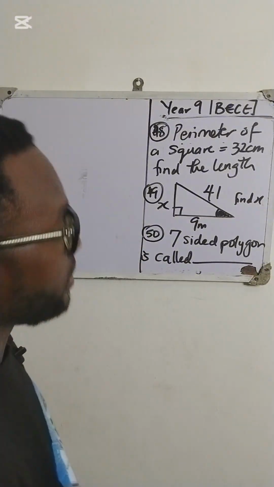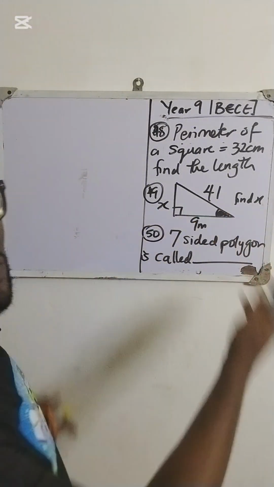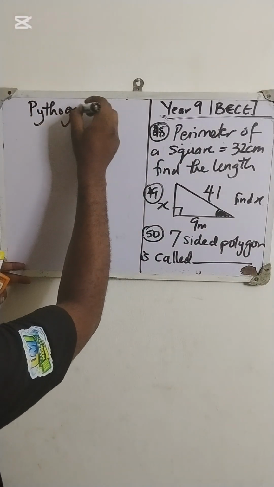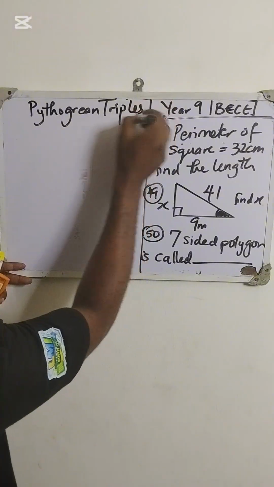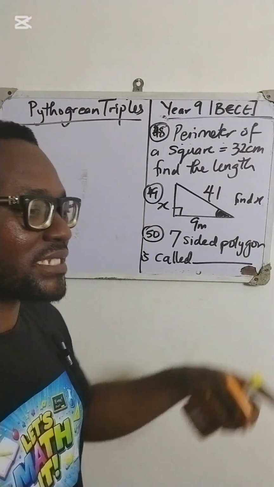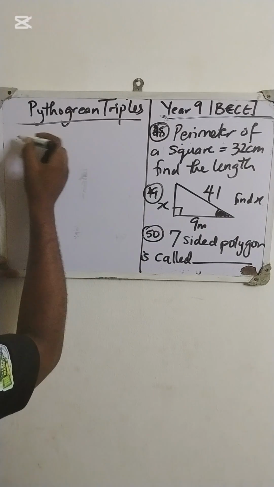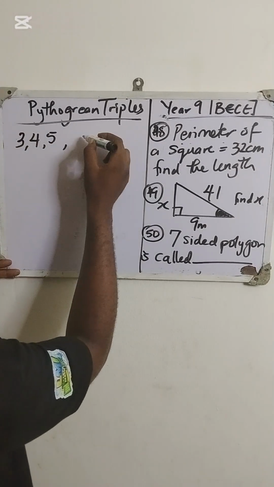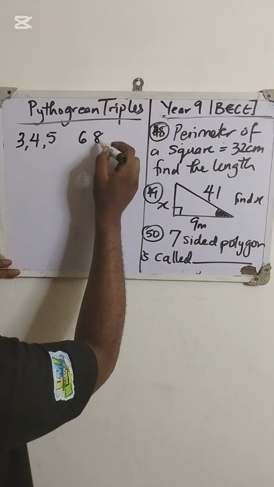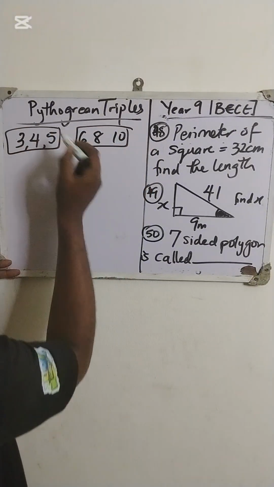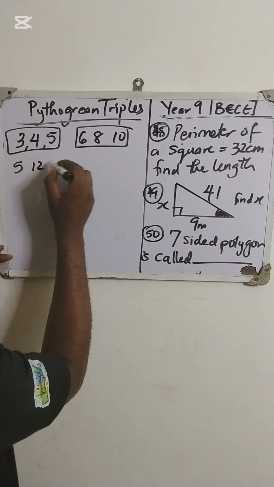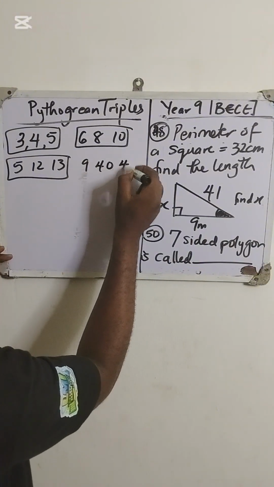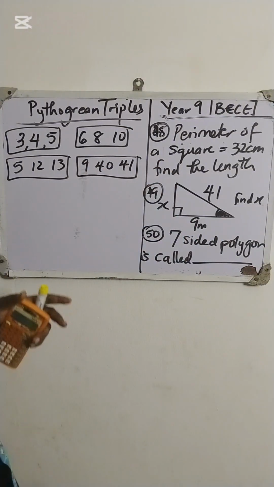Now this, because we are in year 9, you may not know, is a Pythagorean triple. Pythagorean triples are right-angled triangles that have all their sides whole numbers. One of the Pythagorean triples you should know is 3, 4, 5. Another one is 6, 8, 10. Another one is 5, 12, 13. And obviously, 9, 40, 41. So the answer here is 40.